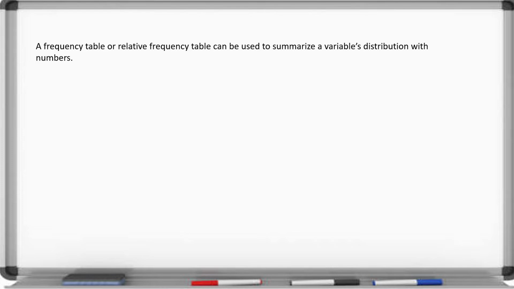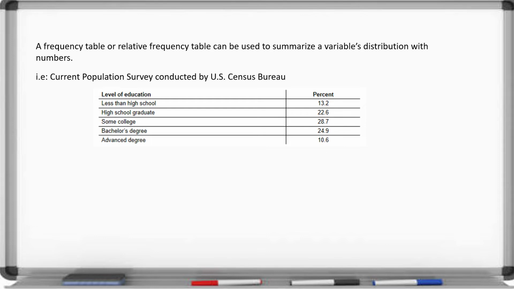All right, so recall that in the last lesson, we talked about frequency tables or relative frequency tables, and we discussed that they can be used to summarize a variable's distribution with numbers. So take a look at the following example by the U.S. Census Bureau on a current population survey. In this example, this is known as a relative frequency table involving the various levels of education. It's a relative frequency table because notice the proportions or percents on the right-hand side. So this is a relative frequency table which summarizes the distribution.